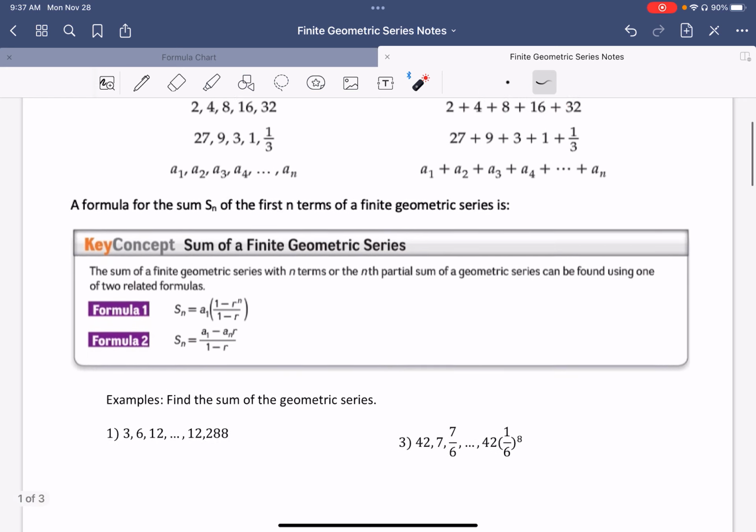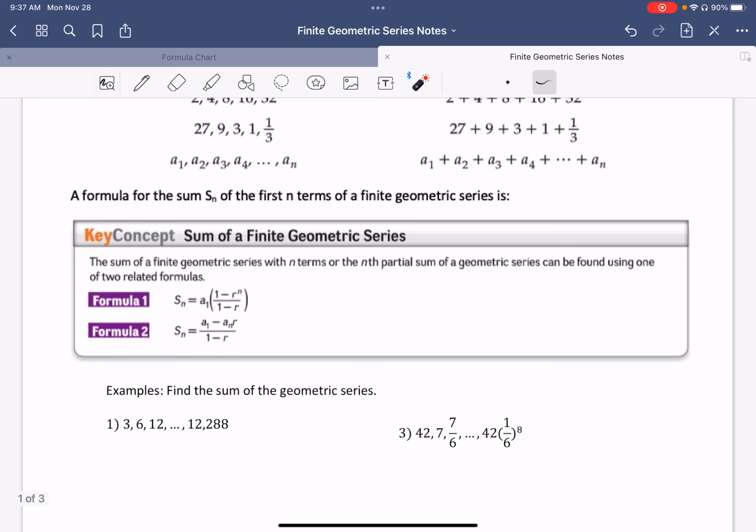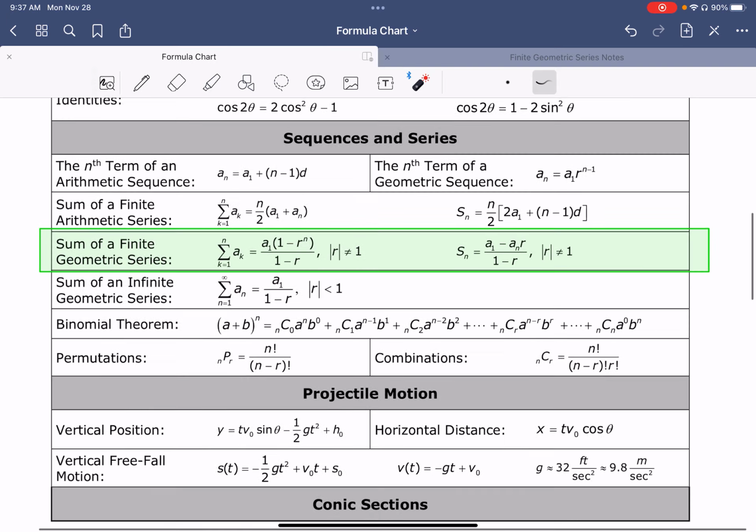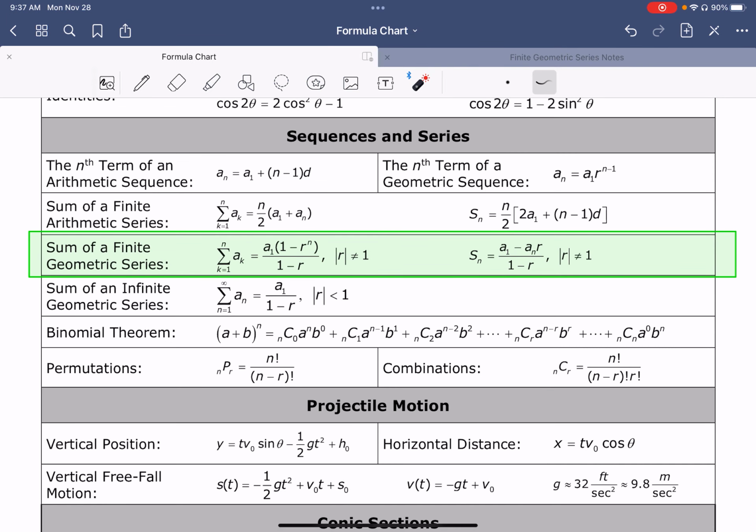We have two formulas here to find the sum of a finite geometric series. These two formulas are also in your formula chart under the sequences and series section. So they're right here where it says finite geometric series. Sometimes they'll use summation notation, sometimes they'll use the S sub n, but the formulas work either way. It does say that r cannot equal 1, because if you put r here, 1 minus 1 would be 0, and 0 on the bottom would give you undefined.